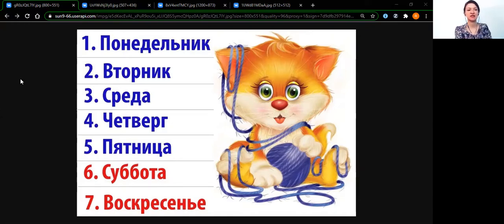Понедельник. Вторник. Среда. Четверг. Пятница. Суббота. Воскресенье.